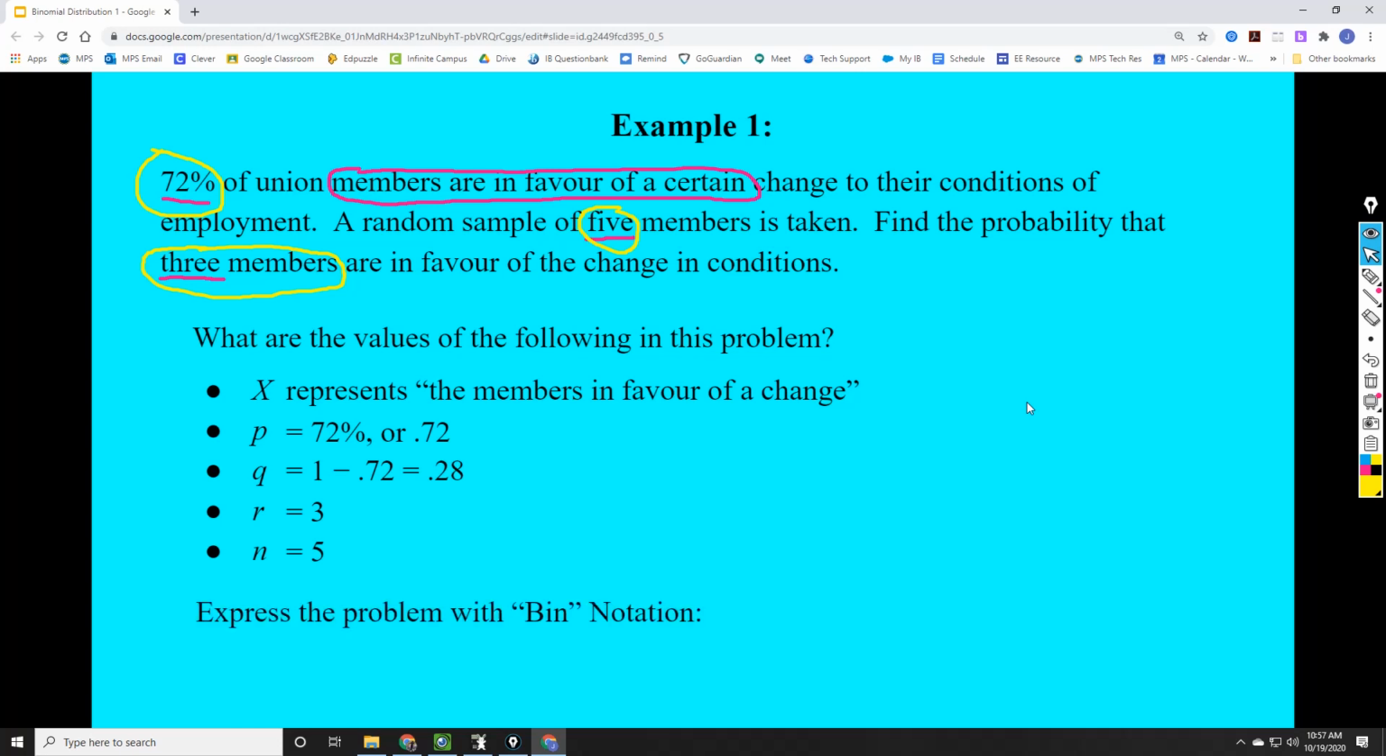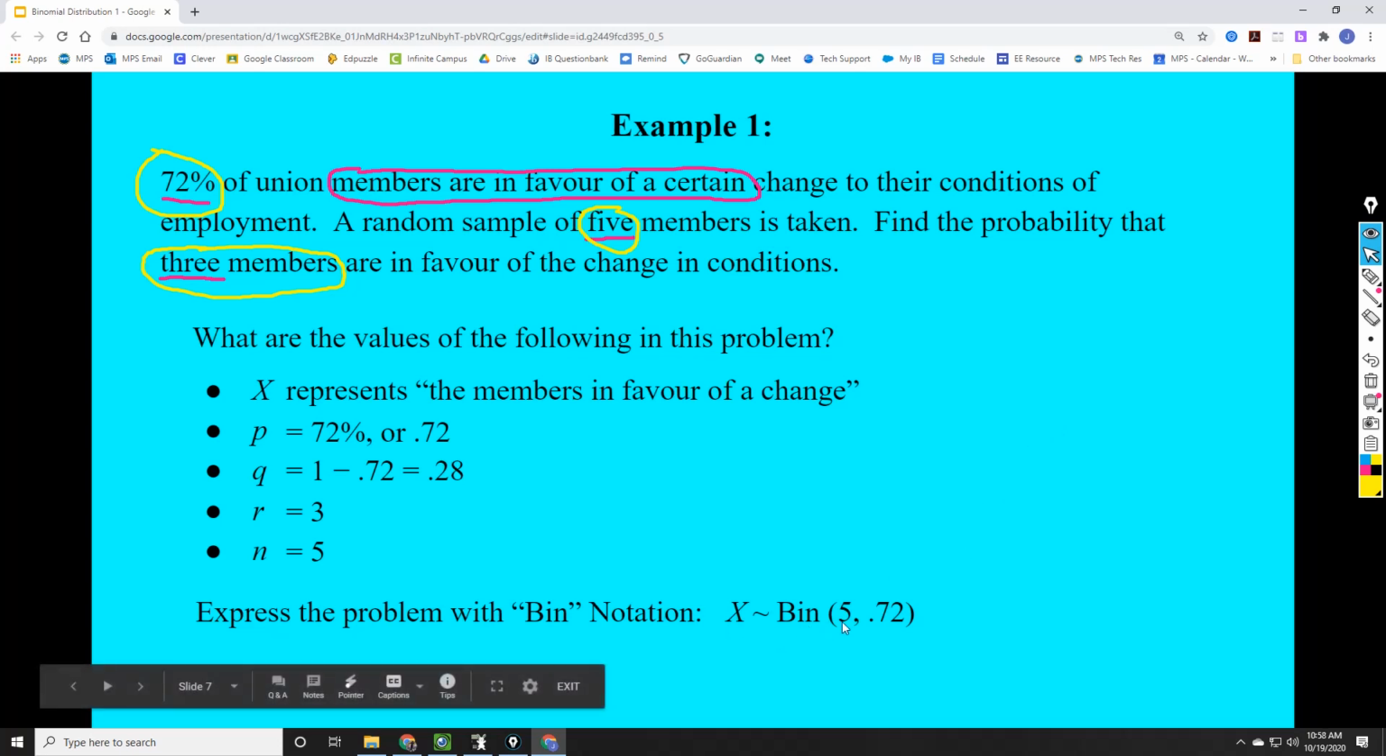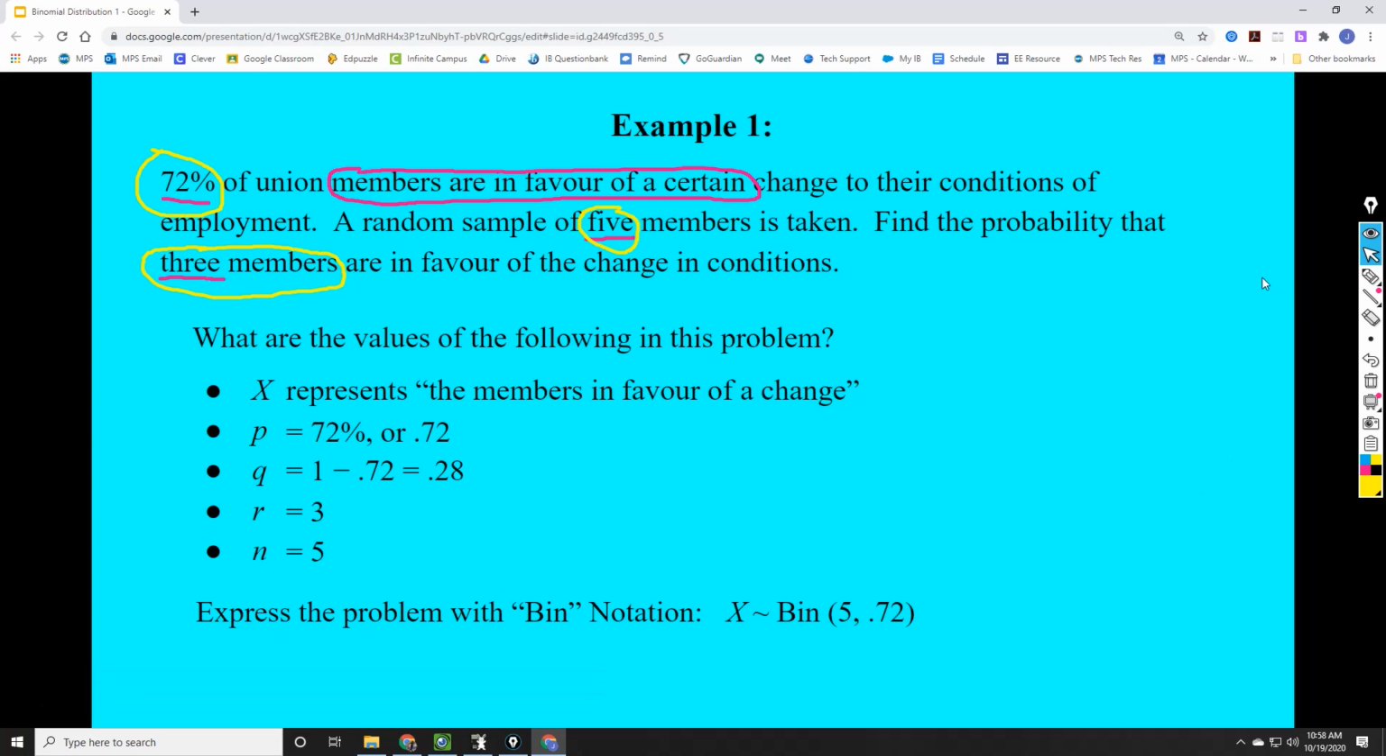The next thing we want to look at with this problem is our bin notation. We do know this is a binomial distribution because they're either in favor of the change or they're not, right? So it's one or the other, success versus failure. And so we can say that our big X is a binomial distribution, and the 2 things that we'd want to have are the number of trials, which we know is 5, our N value, and also our probability of success, which is our 0.72. So for our bin notation, X is a binomial distribution with 5 trials and a 72% or 0.72 probability of success.